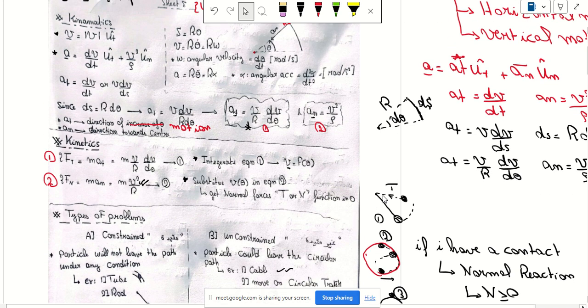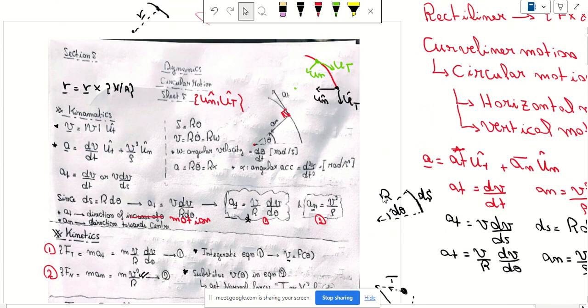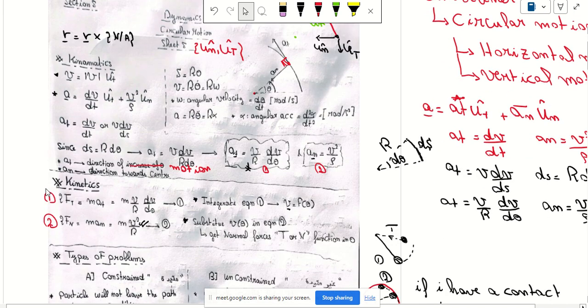Okay, so just to have a quick look at what we have already spoken about, we have gone through the kinematics. Again, kinematics: v is equal to v times u_t, and a has two components, a_t equals v dv/ds, or (v over r) dv/dθ, and a_n is equal to v squared over rho. And again, for the kinetics, we have summation of F_t and summation of F_n, which are equal to m v over r dv/dθ, and m v squared over r for F_n.